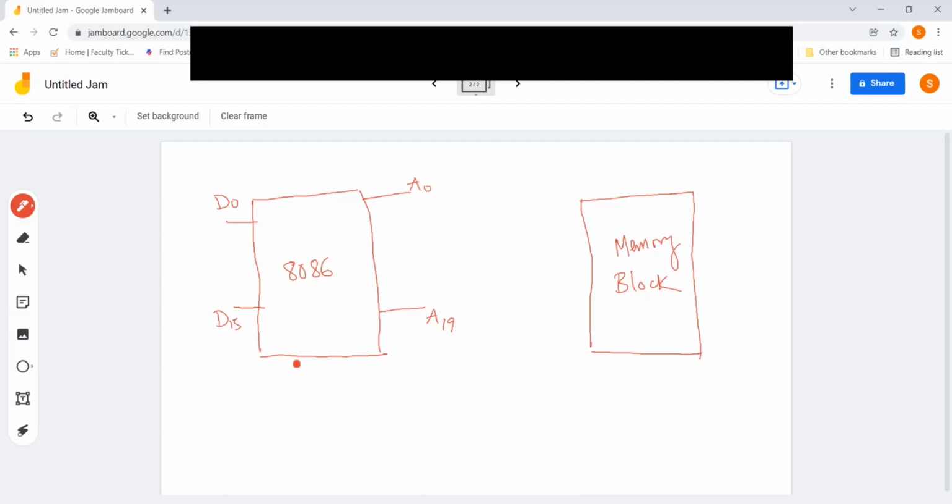Apart from that, you have the control pins. What are the control pins of 8086? We have a pin called read bar, that is the read line, which is active low. Then we have the write line, that is write bar, and another control pin.